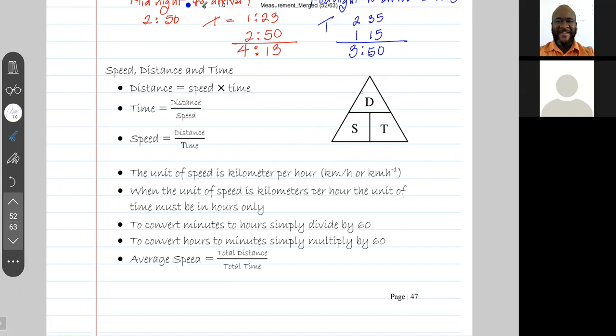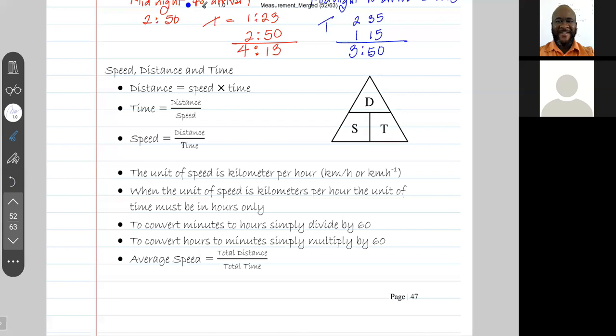So if I want distance, I put my thumb over distance, and so distance will be equal to speed multiplied by time. If I want speed, I put my thumb over speed, and so speed is equal to distance divided by time. If I want time, I put my thumb over time, and so time is equal to distance divided by speed. All right, so somebody call that the magic triangle.